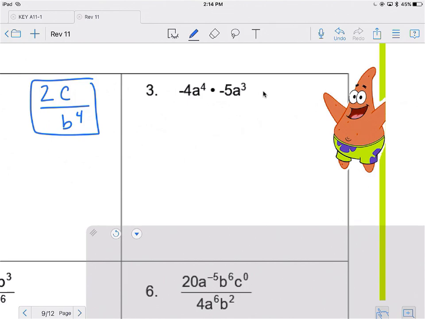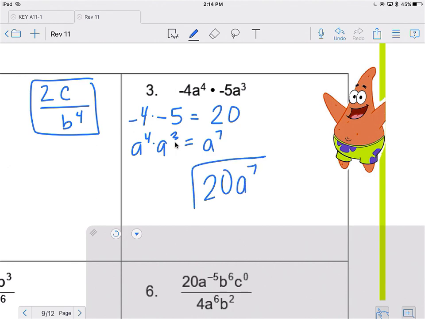Problem 3 is a multiplication problem, so we're going to take the big numbers first, and then our A's. If you rewrite it like this, you are a lot more likely to see success in the correct answer. So we wrote number times number, negative 4 times negative 5. I put that into my calculator, and I get 20. With my A's, I have A to the 4 times A to the 3. Because these are multiplied, I look at my formula chart, and it tells me to add. So I add 4 plus 3 to get 7. So I have 20A to the 7 total.